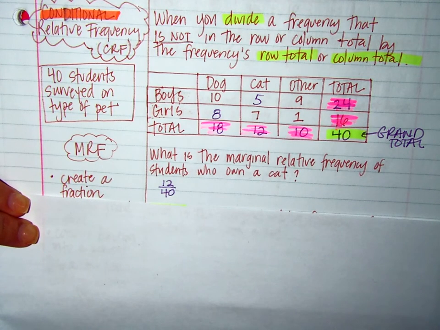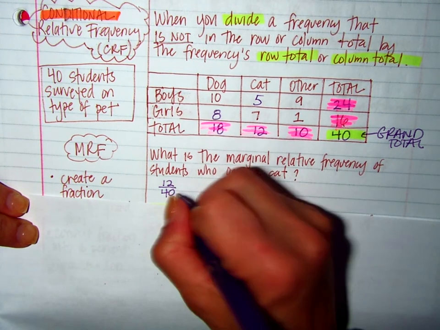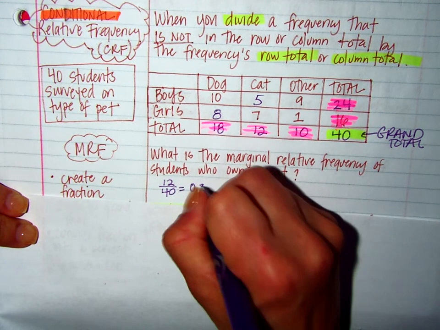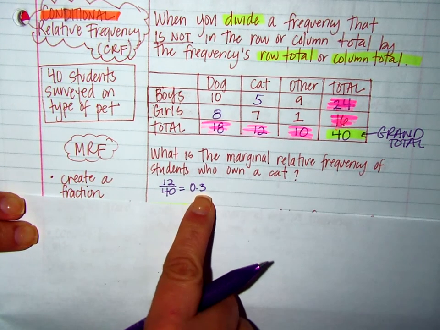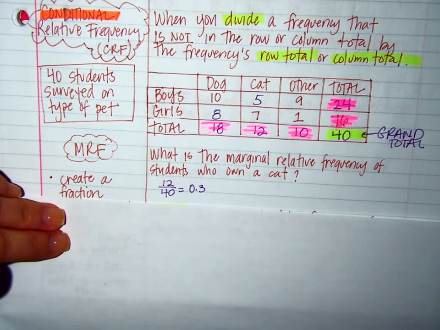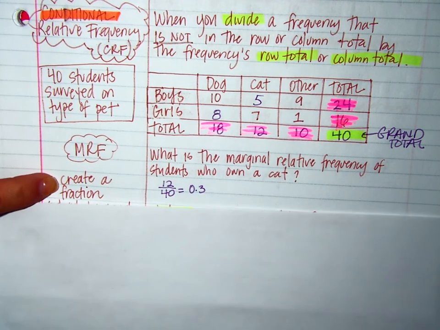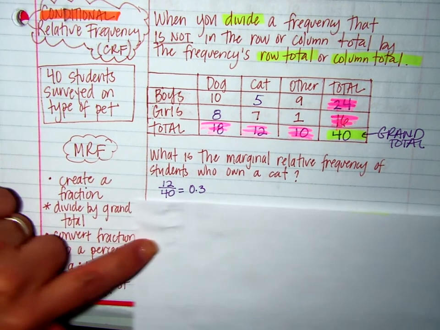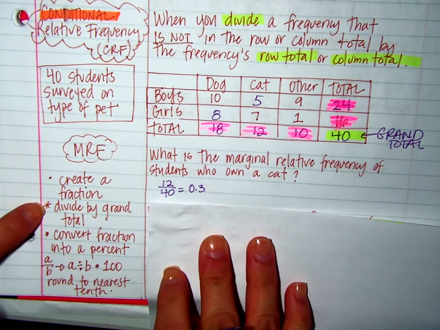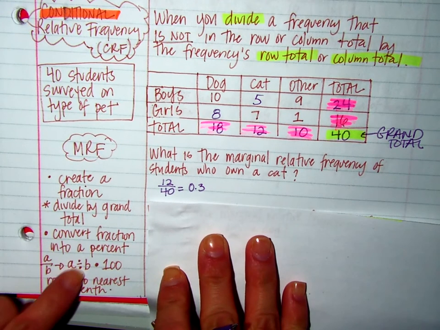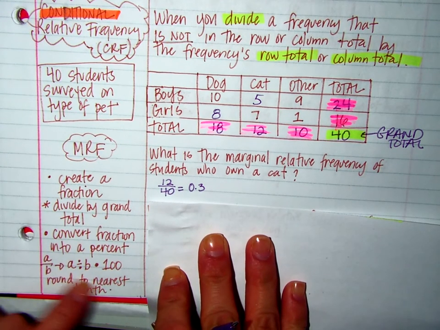And we're going to end up getting a 0.3. But we want to turn this decimal into a percent. So first step is we want to create a fraction, which we just did. And then we want to divide by the grand total and convert that fraction into a percent by multiplying after we divide by 100. And then we're going to round to the nearest tenth if possible.